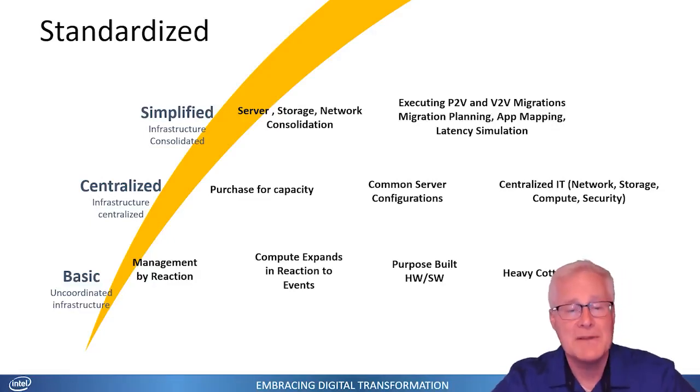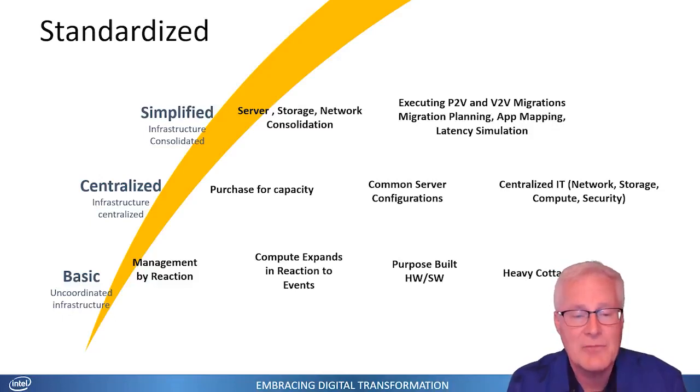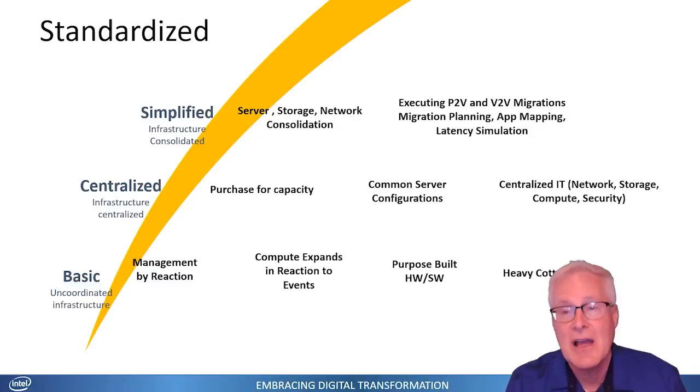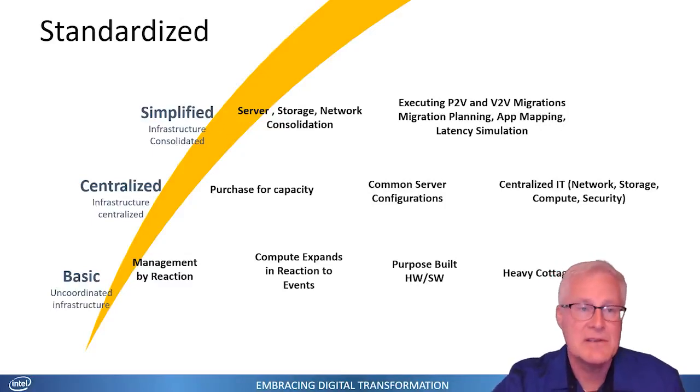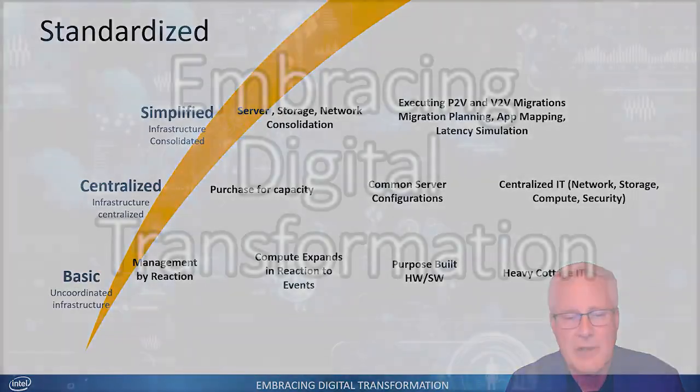And then we move up into the simplified phase, where I've moved beyond centralized and I'm now starting to consolidate infrastructure. I'm breaking down silos in my data center between different departments, and they're starting to share equipment, share servers, share storage, and things like that. And I'm starting to do a better job at migrating from old ways of doing things into this new centralized way. And I'm getting better performance, easier manageability, and my OpEx costs are starting to go down.